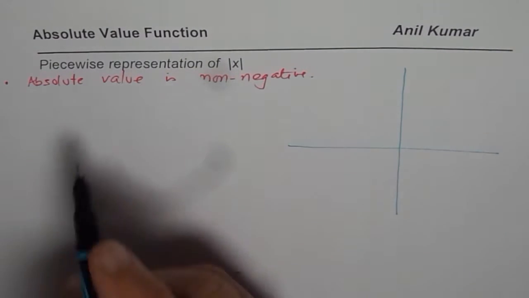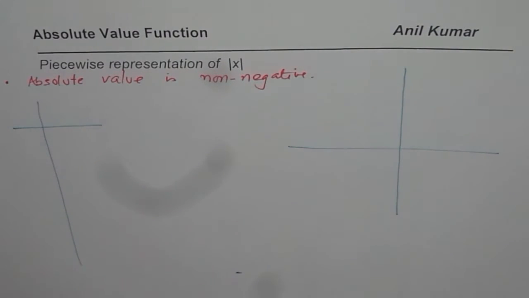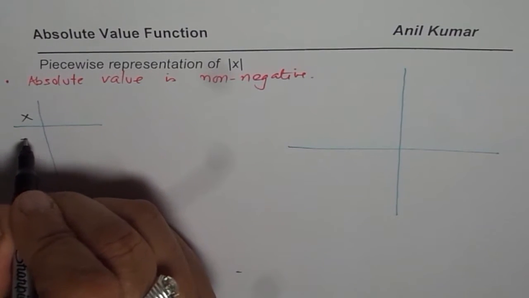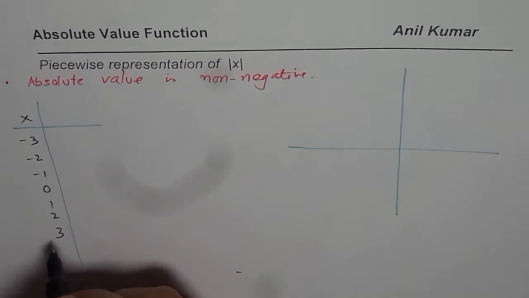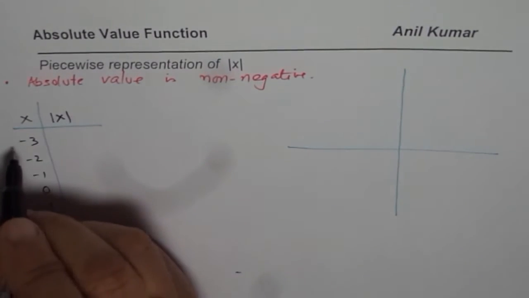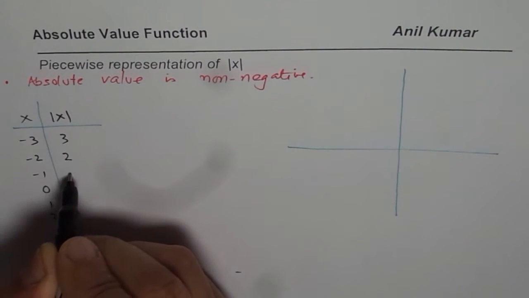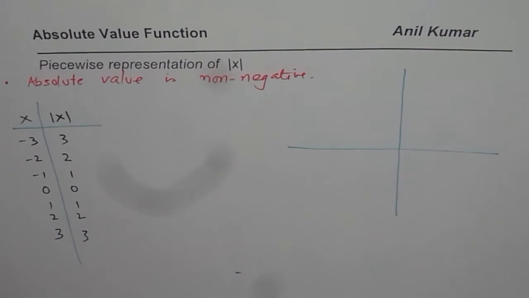So based on this concept, we'll take up some values and make a table of values, correct? So let us take some values for x. If I take values of x as, let us say, -3, -2, -1, 0, 1, 2, and 3, in that case, what is the absolute value of these? Absolute value of -3 is 3. Absolute value of -2 is 2. For -1 it is 1. For 0 it is 0. For 1, 2 and 3 it is the same. Correct? So using these values we can actually plot the graph, right?